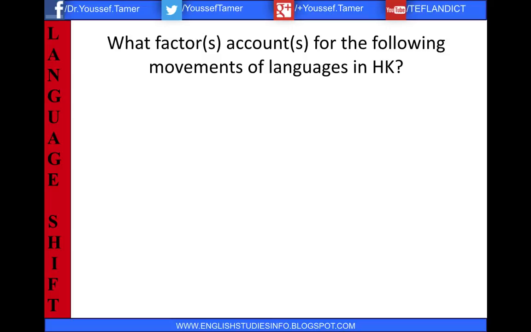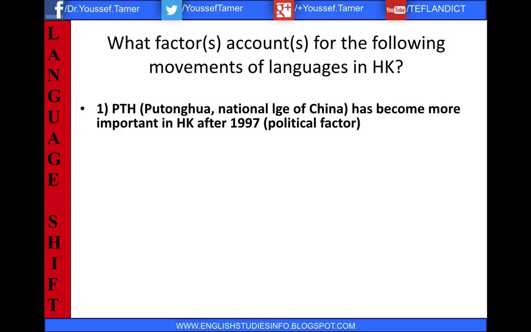Now we go to our context of Hong Kong, for example, as an example of language shift. So in Hong Kong, what happened in 1997 is that this language, which is called Putonghua, has become more important in Hong Kong after 1997. What happened in 1997?